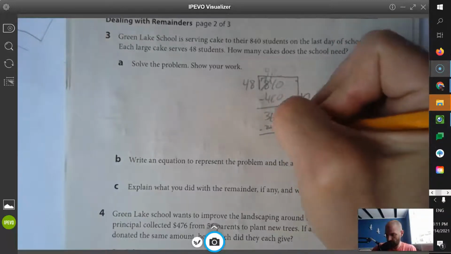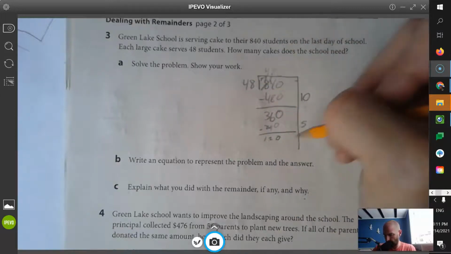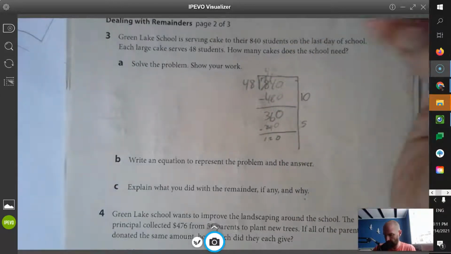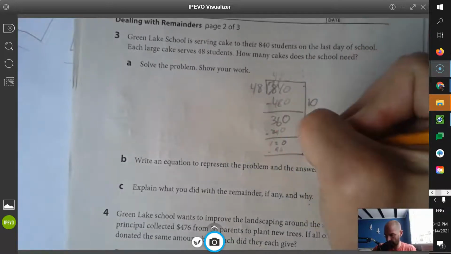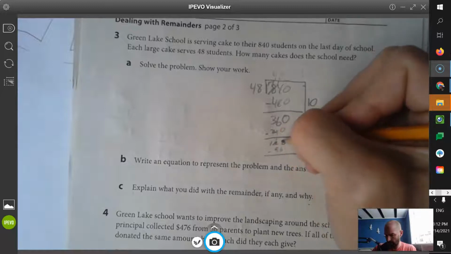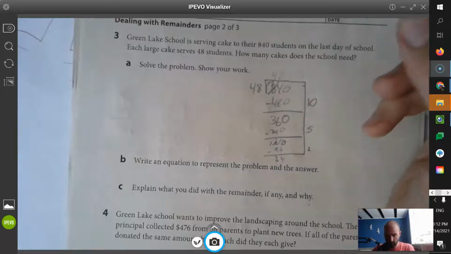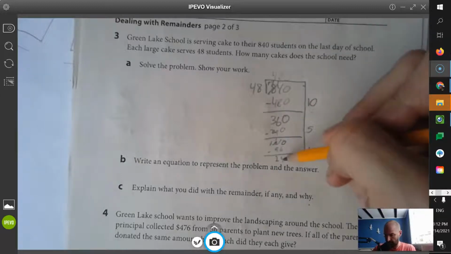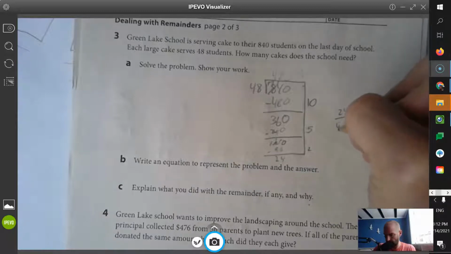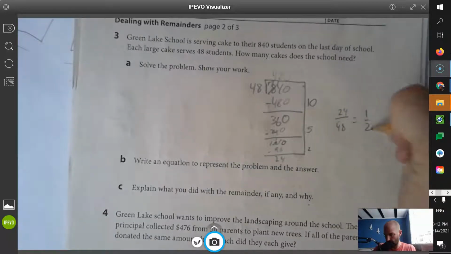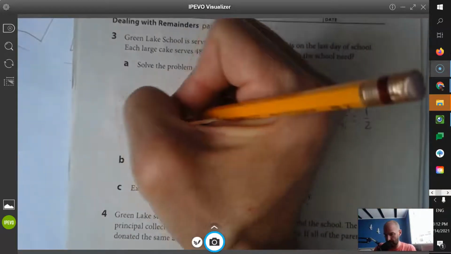That would be about 3 if this was 40. So I'm going to say 2. So that gives me 96. 24. That's a half. Yep, because I have 24 out of 48. Because my remainder is 24 out of 48, which is also equal to half. So my answer is 17 and 1/2 cakes, but I would imagine I would order 18 cakes.